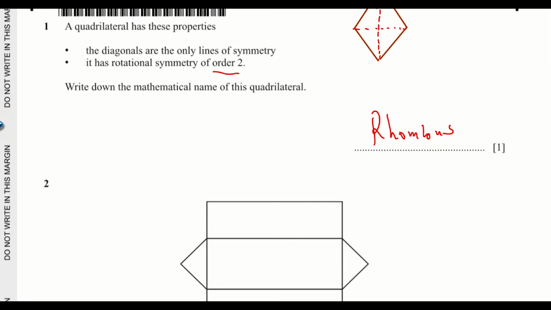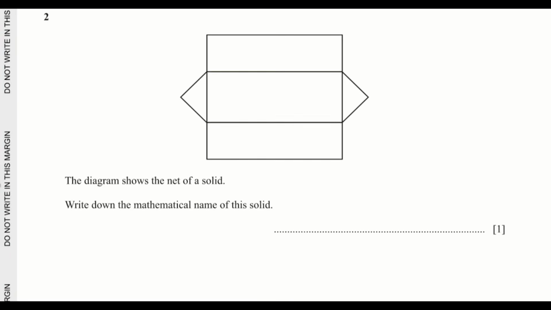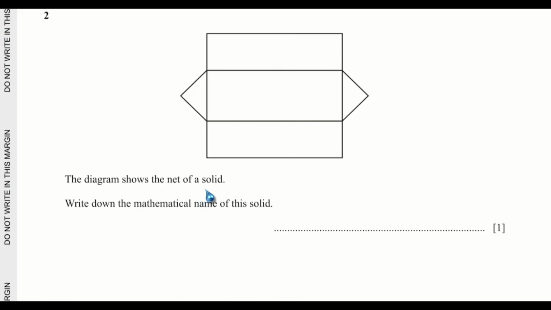So let's go to question 2. The diagram shows the net of a solid. Write down the mathematical name of this solid. So this is a triangle, this is a triangle, and they are both the cross sections of the solid. All these lines are straight lines that connect these two cross sections together. So that means we have a triangular prism.